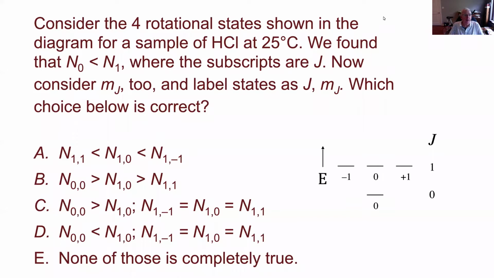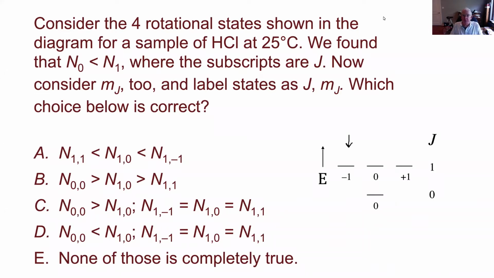So N11 would be the population of, let's say, that state right there, because that's the one that would have J equals 1 and also have M_J equals 1. So if you want, you could pause for a second and think about what you think would be the right answer for this question. I encourage you to go ahead and try that. Rather than just sit here and do nothing, I'm going to hop to an explanation.